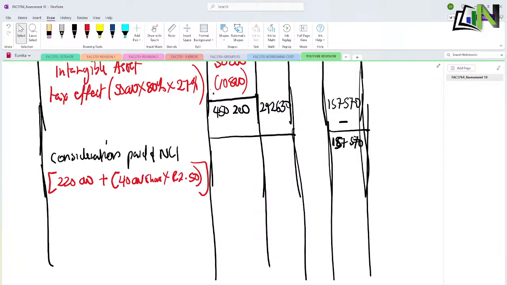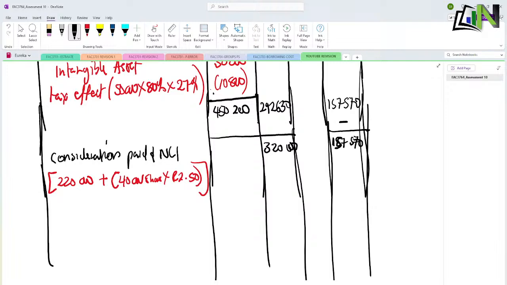This plus 220,000, so I'm getting 320. So the actual consideration is 320,000.